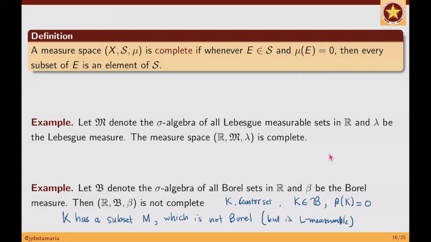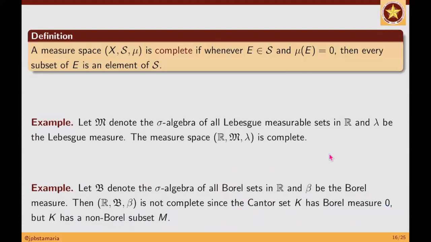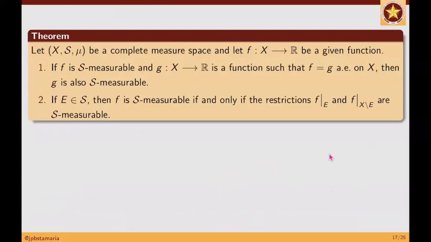Actually, almost all measure spaces are complete; it is hard to construct a measure space that is not complete. But the thing is, there is an example: the Borel space. K has a non-Borel subset M.